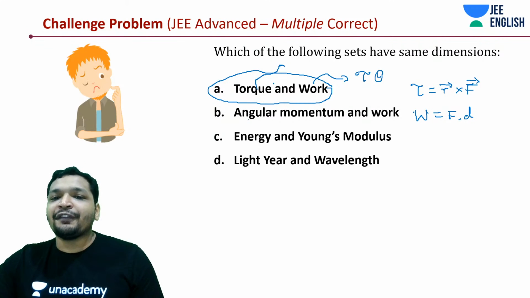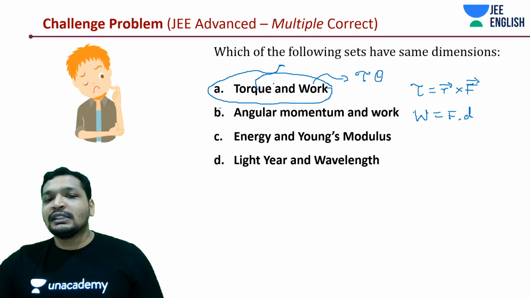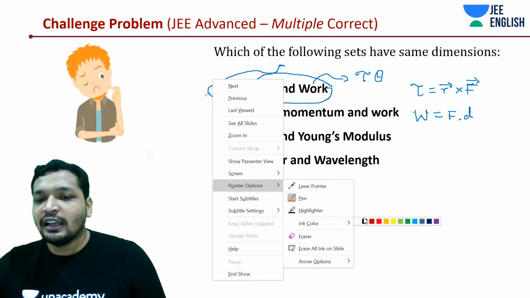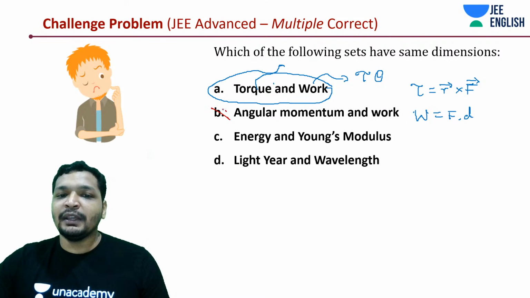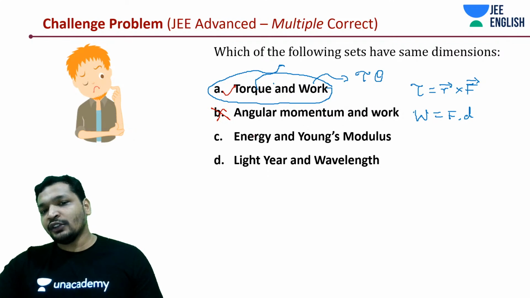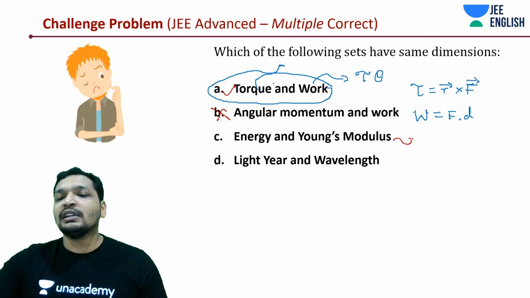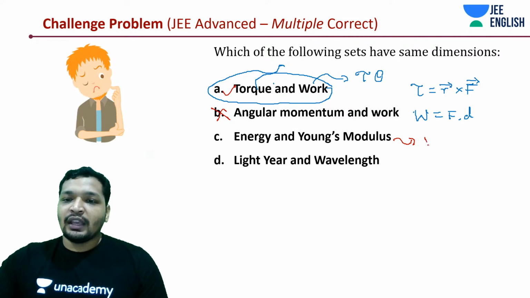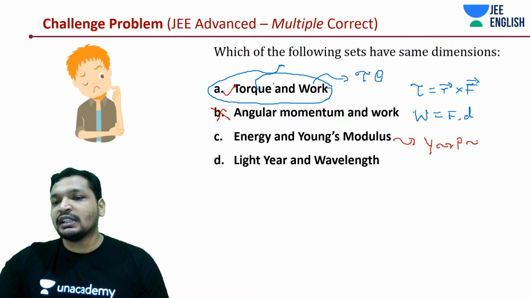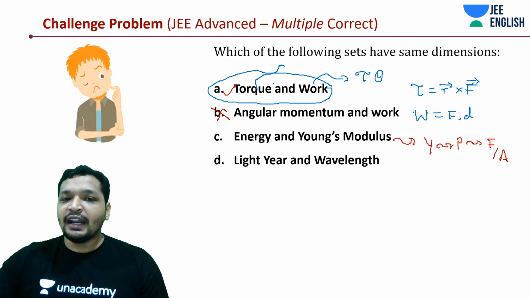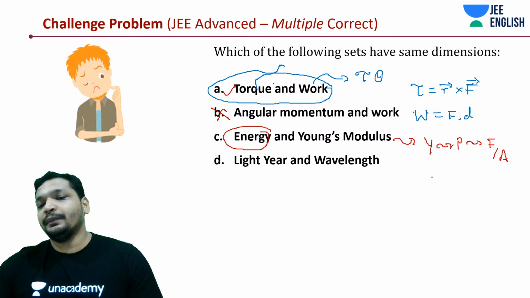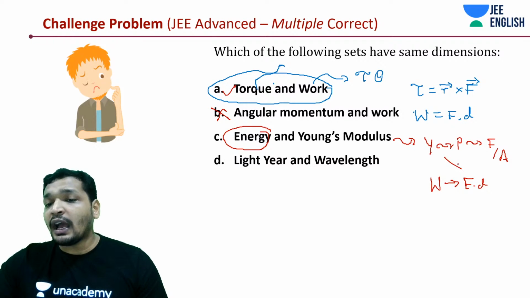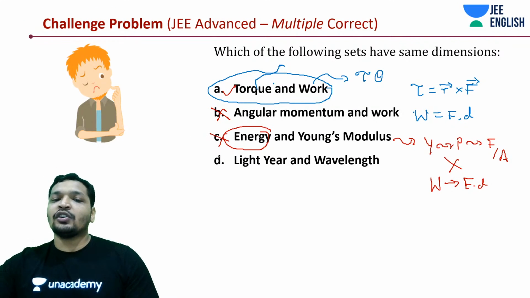About angular momentum, if A is correct, then B is not correct. Right? If A is correct, B is simply not correct. So B is wrong. How about Young's modulus? Young's modulus has the same dimensions of pressure or stress, which is nothing but force by area. Whereas energy has the same dimensions of work done, which should be force into displacement. So they don't have the same dimensions. C is also wrong. And what about this?